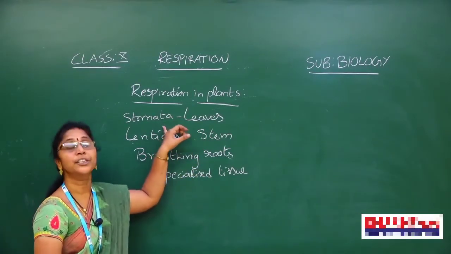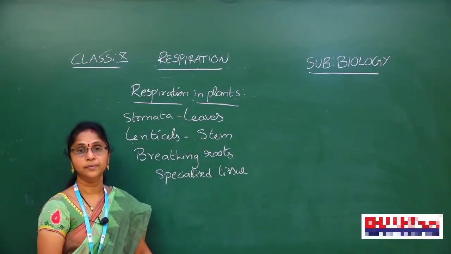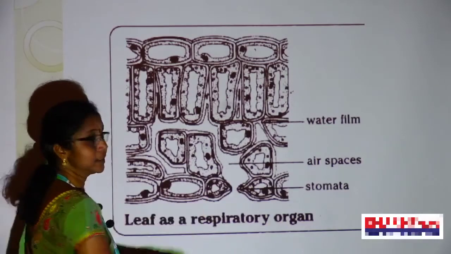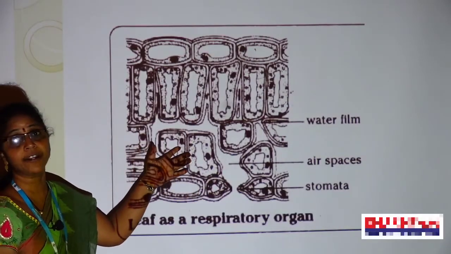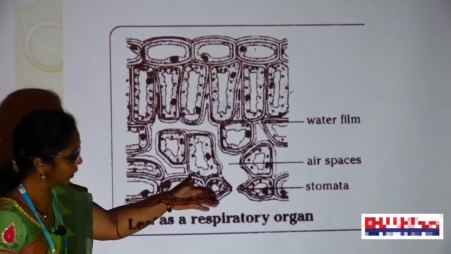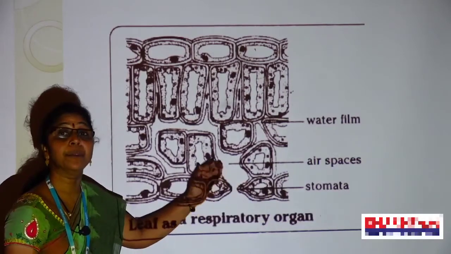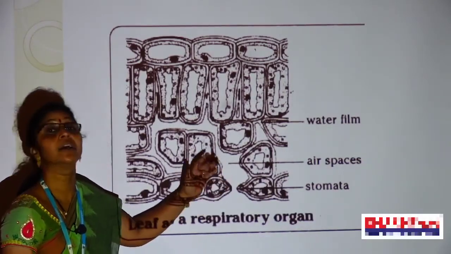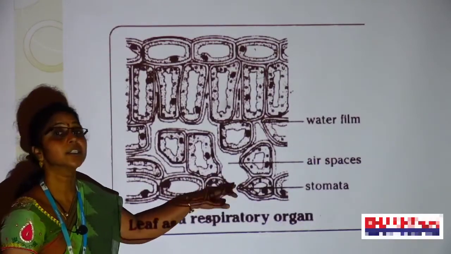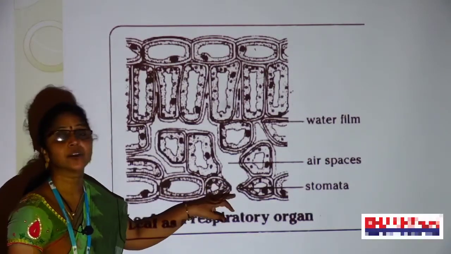Now, what is the structure of stomata? We can find it in leaves. See here, the leaf diagram. This is the upper epidermis and lower epidermis. In the lower epidermis, we can see kidney-shaped or bean-shaped structures called guard cells. Inside the guard cells, a space is called the stomata or stoma. They are surrounded by guard cells.